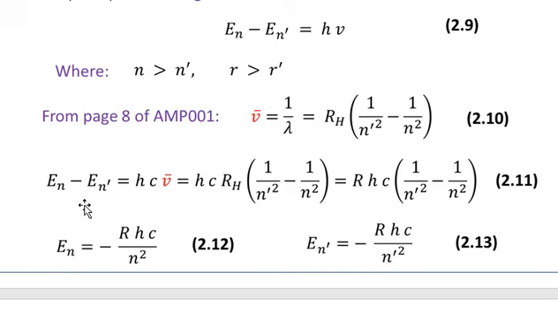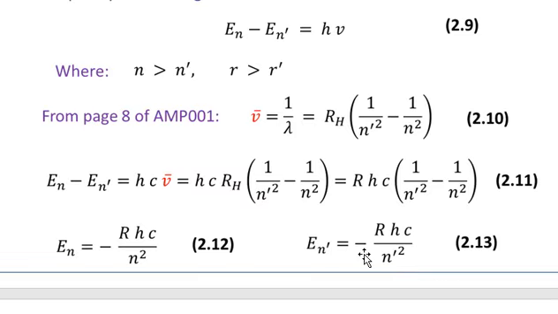So you see that equating the left hand side, that is En minus En prime, with these two terms on the right hand side, you can find out that En is equal to minus R times H times C divided by n square, and En prime is equal to minus RHC over n prime square. So I have found the binding energies corresponding to the state n in equation number 12, and I have found the binding energy of the electron corresponding to the state n prime in equation number 13.